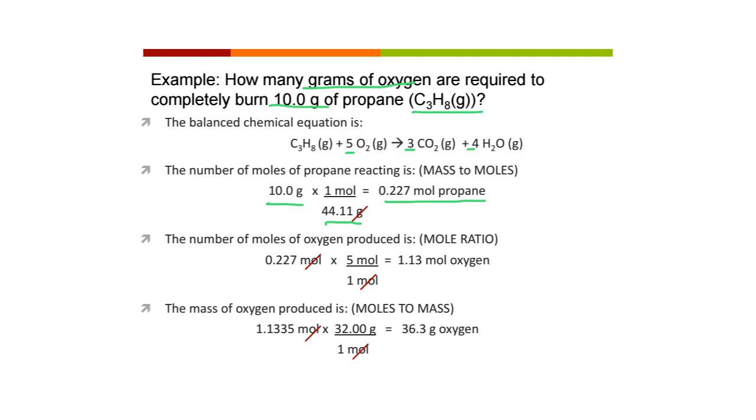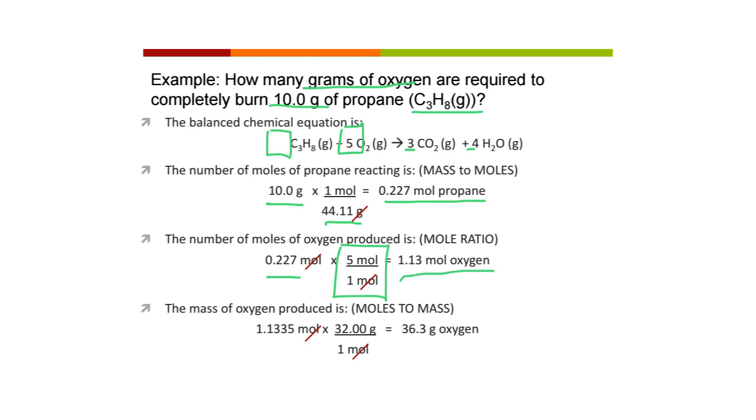We go back to our balanced chemical equation. We see that 1 mole of propane is combusted with 5 moles of oxygen. So our molar ratio here is 5/1. It will always be your unknown over your known, or your required over your given. And since oxygen is our unknown or required, the 5 goes on top. So we take 0.227 moles of propane, multiplied by 5/1. Our moles of propane get canceled out, leaving us 1.13 moles of oxygen.